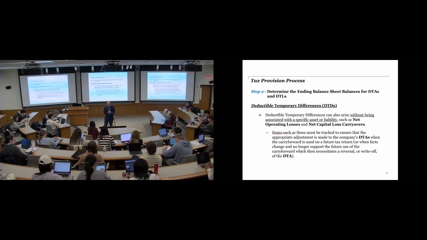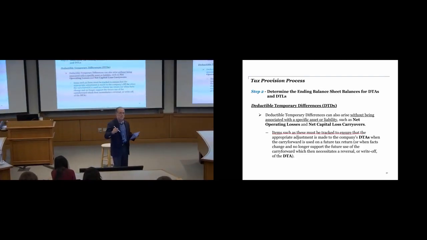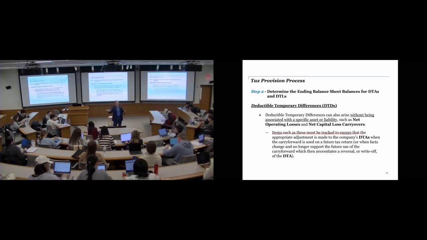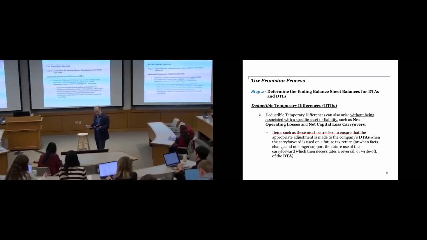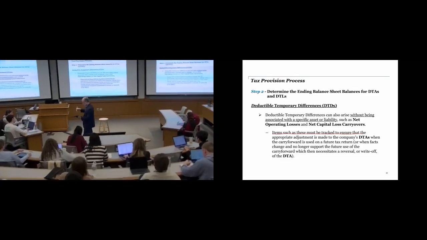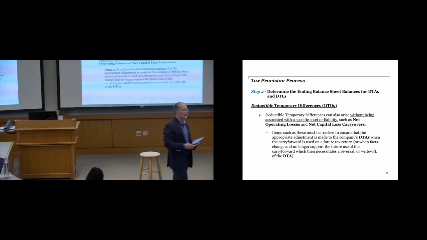So these items, these carryover items, must be tracked to ensure that the appropriate adjustment is made to the company's DTAs when the carry forward is used on a future tax return. Okay? So when I use the tax attribute in the future year, I have to then make sure I've reduced the amount of it, right? And we'll show you through the DTA analysis here. Or when facts change and no longer support the future use of the carry forward, which then necessitates a reversal or a write-off of the DTA.